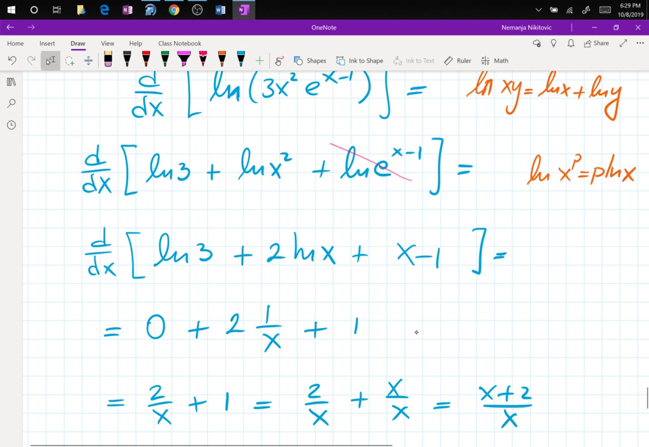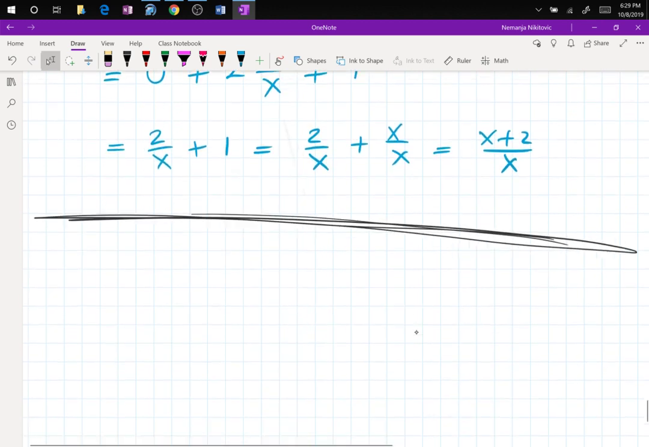This problem, what we did here, logs are really nice because, as you can see, they can help a lot with product rule and chain rule in terms of avoiding them, actually. If you don't have logs, you have to grind through everything.